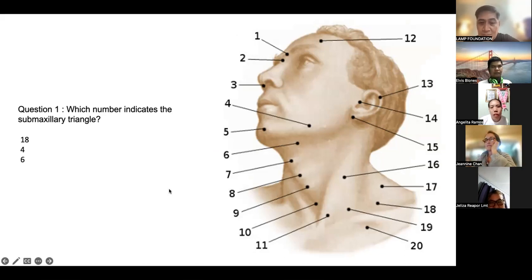Okay, which number indicates a submaxillary triangle? Did you study, Ma'am Jeliza? Number 16. Number 18. What's your answer? Number 18. No. Why would the maxilla reach 18? The maxilla doesn't reach there. It's under the maxilla. By the way, where is the maxilla?